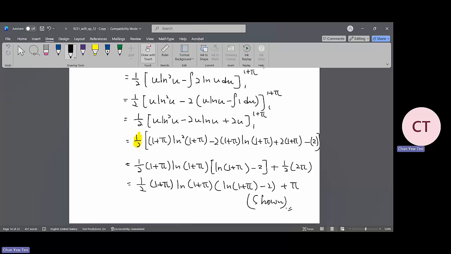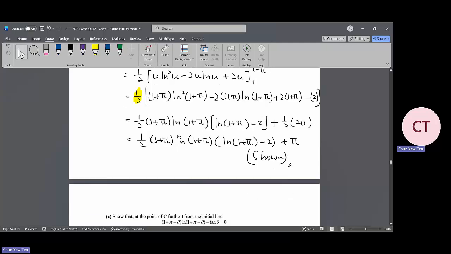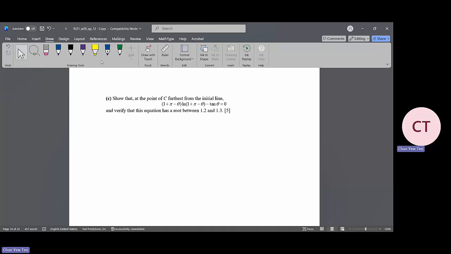Okay, that is the answer for number 5B. So now we move on to 5C. We want to show that at the point C, the furthest from the initial line is this. Okay, and then verify that this equation has a root between 1.2 and 1.3. So what you need to do is, first of all, you start from here, 1 plus pi minus theta, in order to get the furthest from the initial line is this.